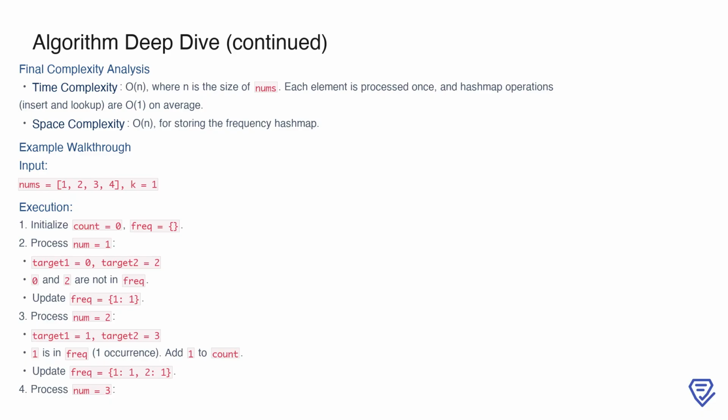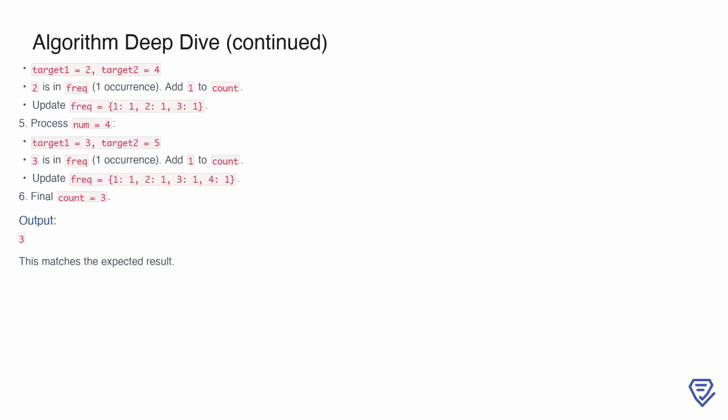As we process each number, we calculate the targets, check their presence in the hash map, and update the count and hash map accordingly. Continuing the example, when we process the first number, 1, the targets are 0 and 2. Since neither target is in the hash map, the count remains 0, and we update the hash map to {1: 1}. Next, for 2, the targets are 1 and 3. The target 1 is in the hash map, so we add its frequency, 1, to the count, making it 1. We then update the hash map to {1: 1, 2: 1}.